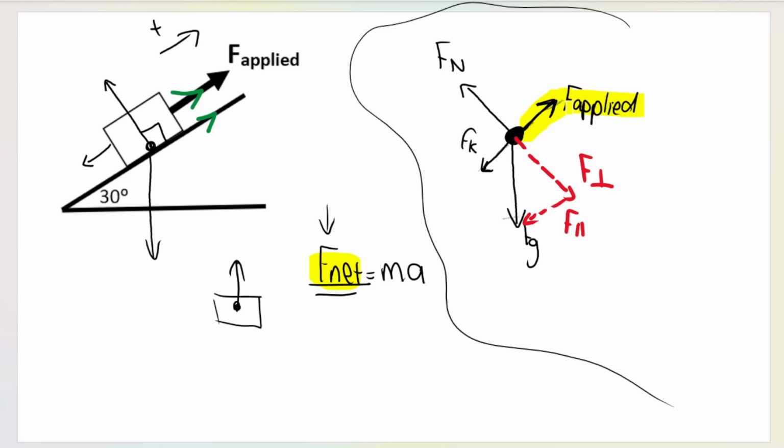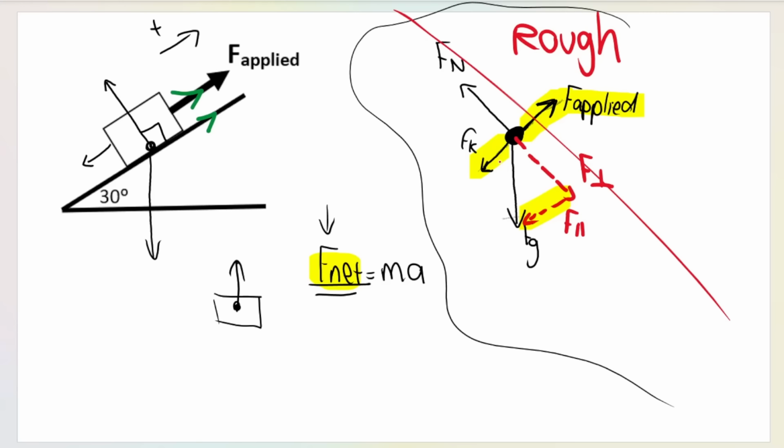I want to work out what that is. I need to consider all the forces in the parallel direction, and therefore I use F applied, Fk, and F parallel. That's why I draw in my components on my rough diagram. You can also call it your rough diagram. You can even scratch it out after your exam if you want. But the point is that you draw it in.